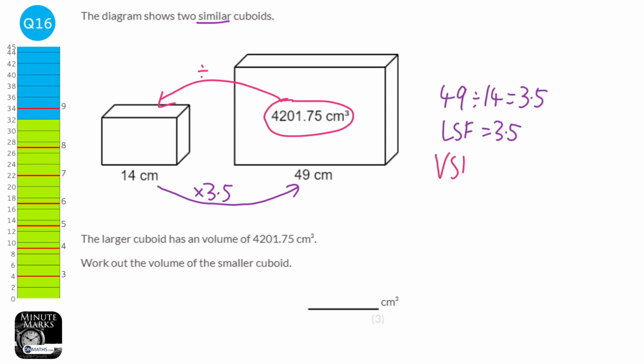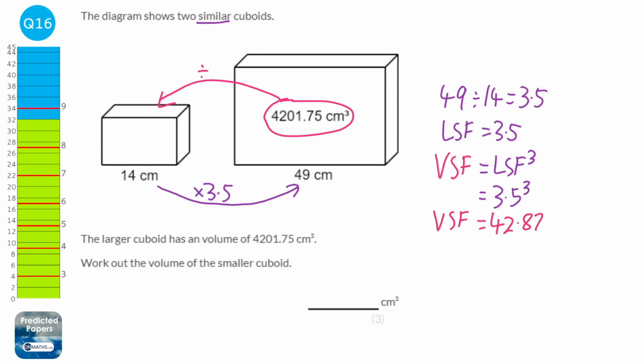But the volume scale factor is going to equal the linear scale factor cubed, because volume has 3 dimensions, therefore it's going to do the linear scale factor 3 times in a row, times 3.5, times 3.5, times 3.5, or 3.5 cubed. So the volume scale factor, we're just going to cube that 3.5, and we get 42.875. And so on our calculator, we're going to do 4,201.75 divided by the 42.875, and we get the answer 98.